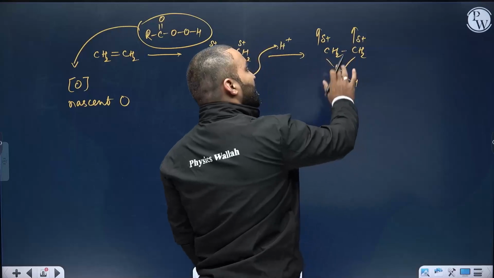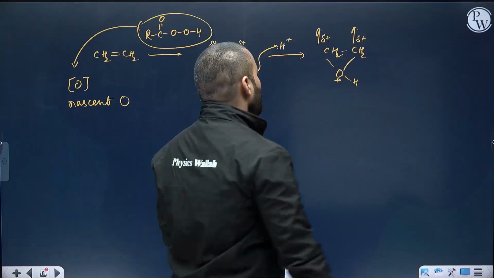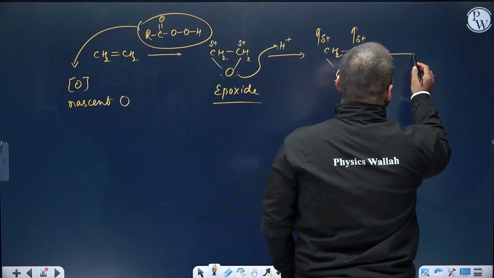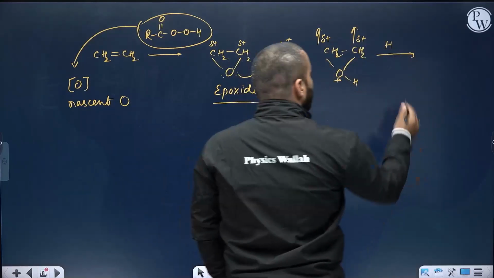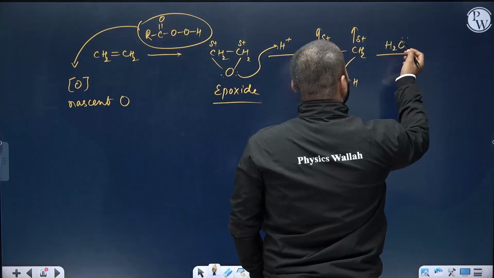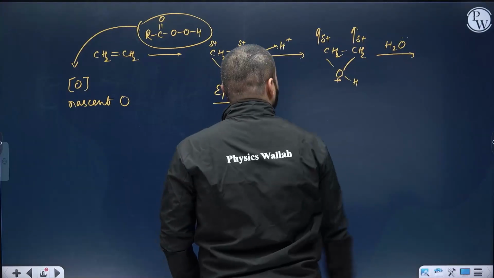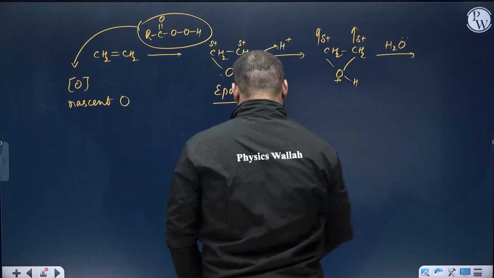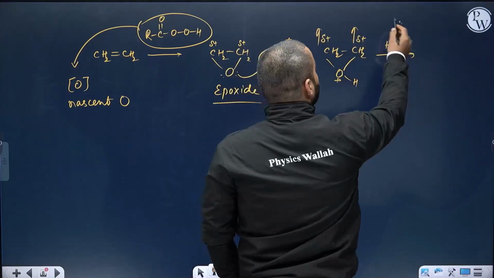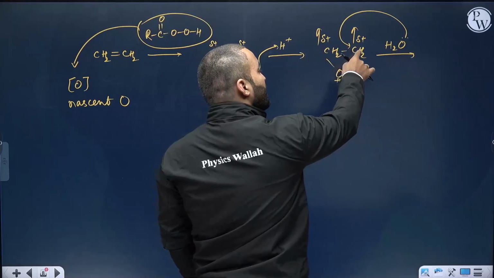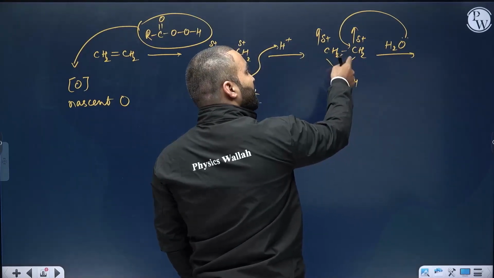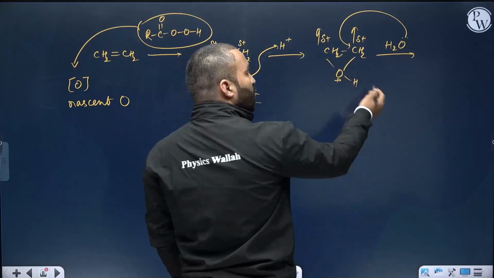Since both of these carbons are similar, I can choose any one of them and attack by water. There will be H2O. Suppose I want to attack on one of these. Let's say, okay, fine, we will proceed like that. So it attacks on this carbon. This carbon already has one, two from hydrogen, third from this carbon, fourth from this oxygen. Four bonds are made.